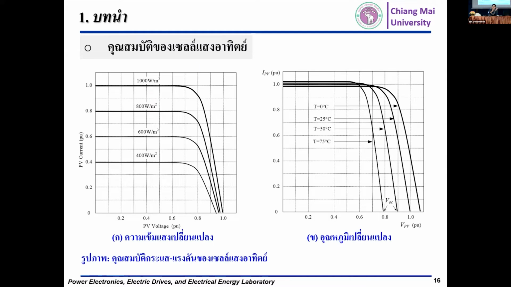The picture on the left-hand side, and the right-hand side shows the detail of the effect of temperature, from low temperature to high temperature, on the open-circuit voltage of the solar cell. It decreased from 1 to 0.8 per unit. What about the current? There is a big effect on the current, and a big effect on the voltage.